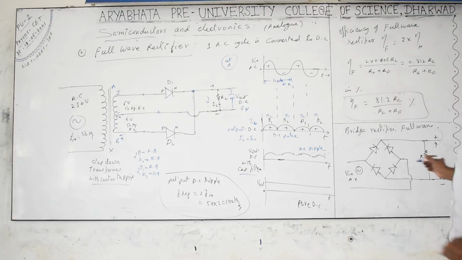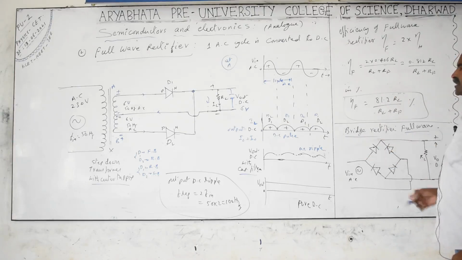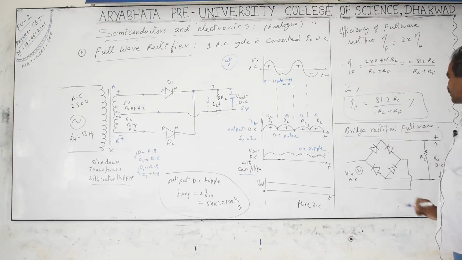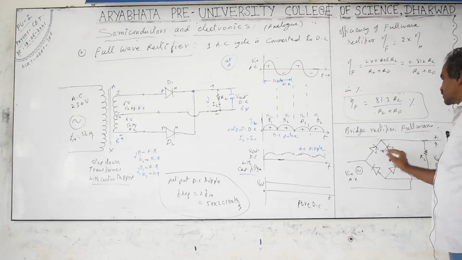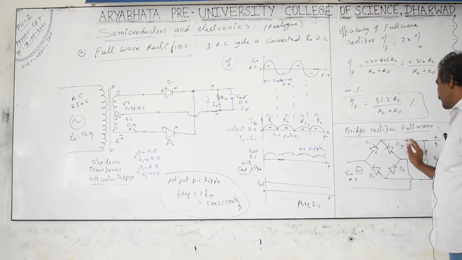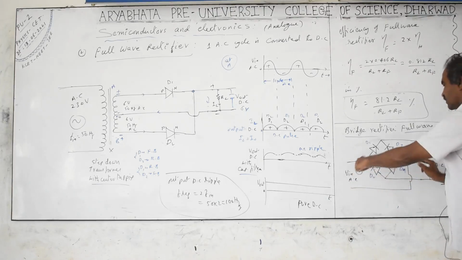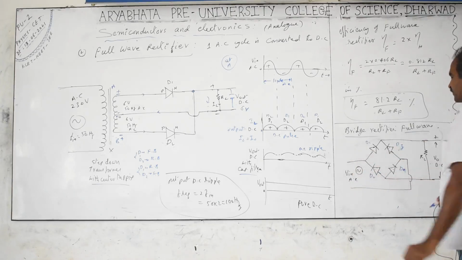And for the full wave rectifier, there is one more type, which is also available in the market. In the market, if you ask for a bridge rectifier, they will give you a full wave rectifier as one piece. In that piece, 4 diodes are used: D1, D2, D3, D4. This is also a full wave rectifier. You give input AC voltage and the output obtained is DC.